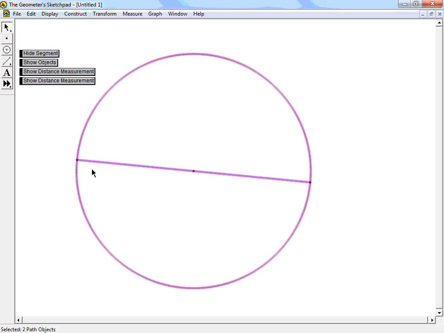All right, so what makes it a chord? A chord is basically a segment that the beginning is on the circle and the end is on the circle as well. The diameter is just a special chord because it goes through the center. Right, there's my center point. But a chord doesn't have to go through the center.